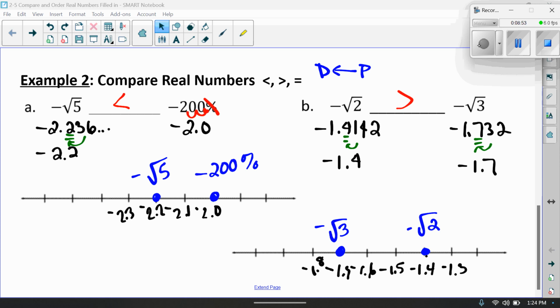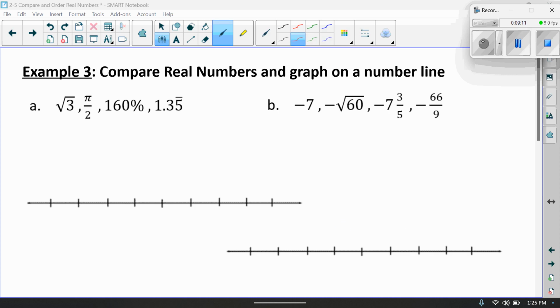So here I did square root of 3. I got 1.732, and now to round them to the nearest tenth, I did that up there, and then we label it, plot it, and label it on the number line. Now we want to compare real numbers and graph them on the number line. So here, we're not doing less than, greater than, or equal to. We're just finding what they are and then putting them on the number line.